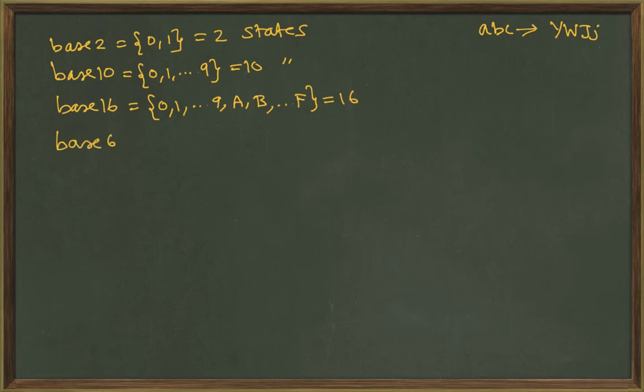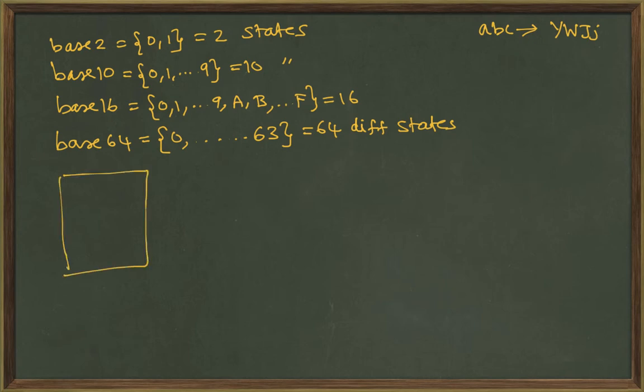Similarly, base 64 encoding is nothing but you start from 0 all the way to 63. So total there are 64 different states. Now one easy way to represent these states is to create a table. Let's create a table. So we start with the value 0.